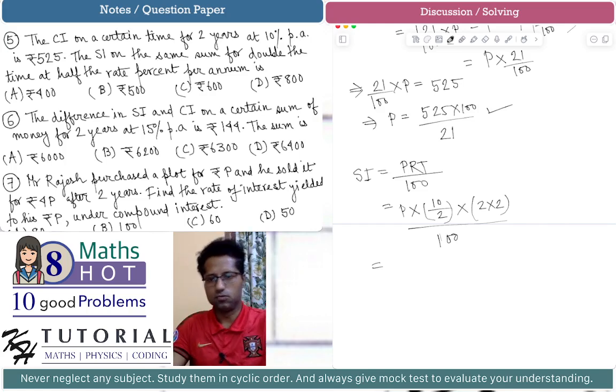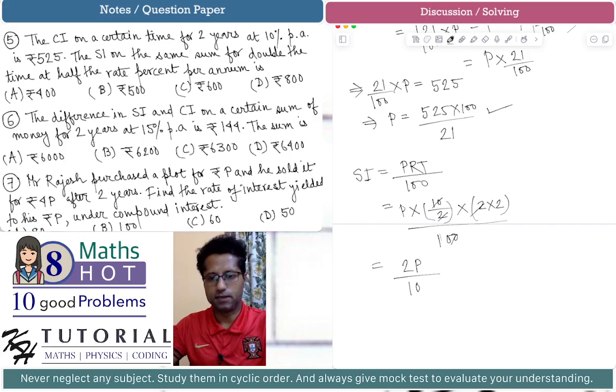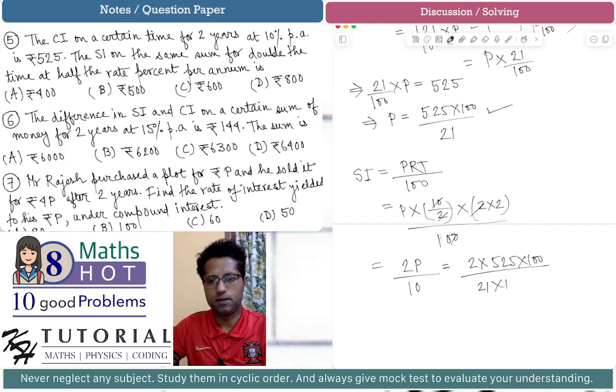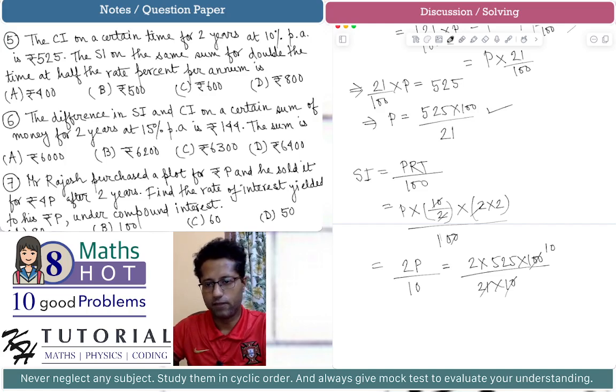let's do a little bit of simplification here. 1 2 gets cancelled, and 10 cancelled, so this becomes twice P divided by 10. Now if we put the value of P, this is 2 multiplied by 525 multiplied by 100 divided by 21 multiplied by 10. So 10 cancels 100 with 10, and I guess 21 will divide 525.